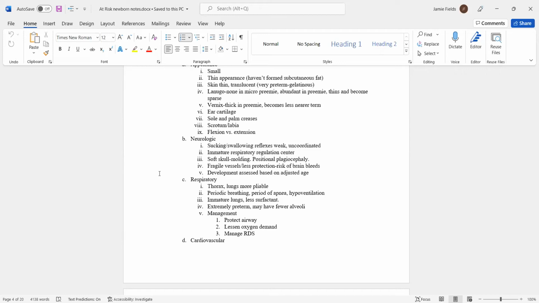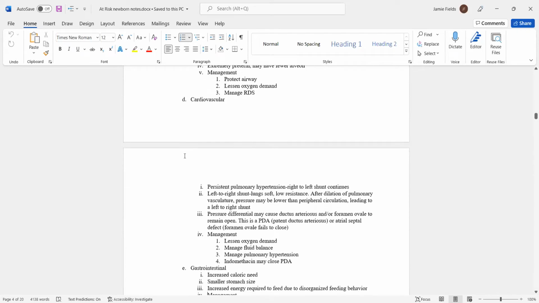There's a lot more work of breathing, which means that they're using calories they can't afford and they're using oxygen they don't have. Also, they forget to breathe at times because of the respiratory center in the brain. So that's a connection between the neuro and the respiratory. They forget to breathe because they're not supposed to be on the outside yet.